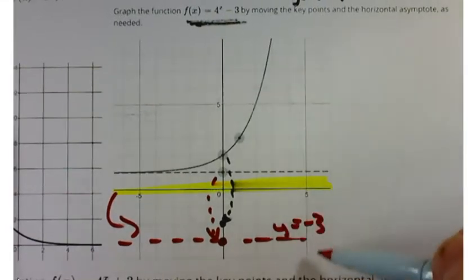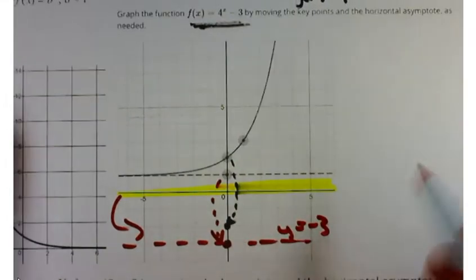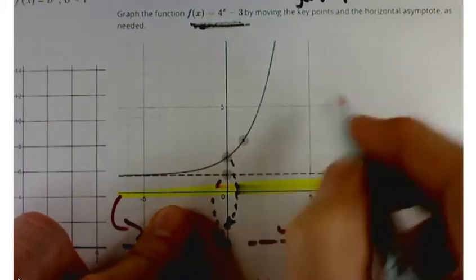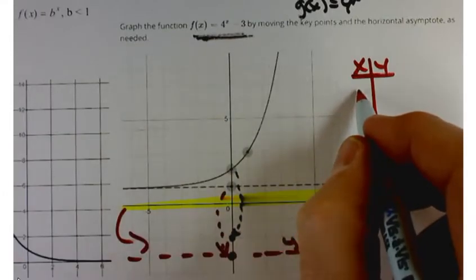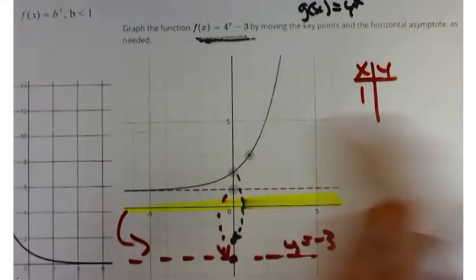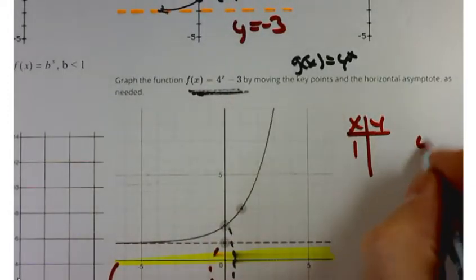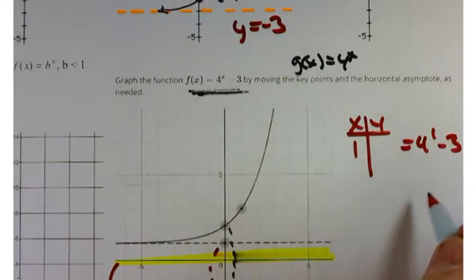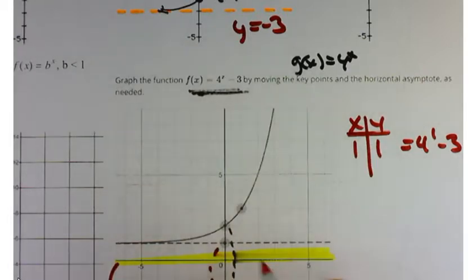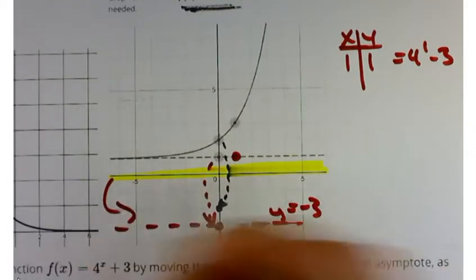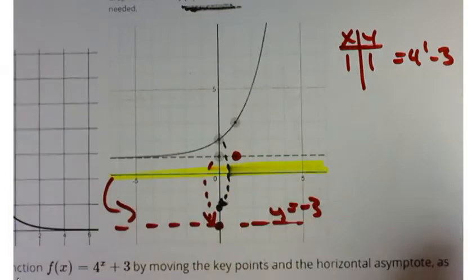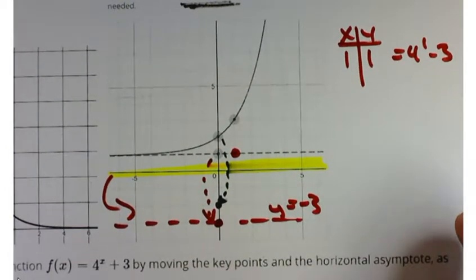So we shifted this down 3, shifted this down 3. Where's the point here going to be? Well, let's keep in mind that point has what for the x-coordinate? 1. And if I put in a 1 here, I get 4 to the 1 minus 3. 1 for x goes with 1 for y. So this point should be right here at the point 1, 1. Keep in mind my yellow line is the x-axis, not this dashed line. So you'd have to make those 3 adjustments on Newton in order to graph this correctly.